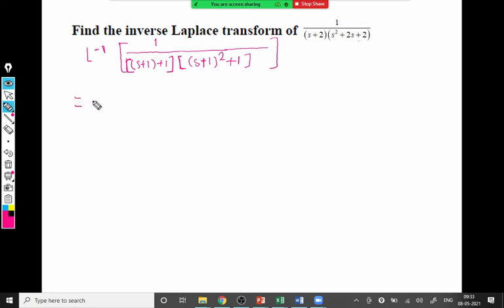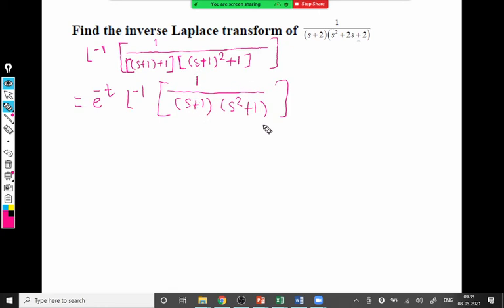So every s is in the form of s plus 1. So what we can do, we can take e raised to minus t out by the first shifting property, and we are left with L inverse of 1 upon s plus 1 into s square plus 1. Is it clear? What we have done? We used the first shifting property as every s is in the form of s plus 1. e raised to minus t is taken out, and we are left with L inverse of 1 upon s plus 1 into s square plus 1.